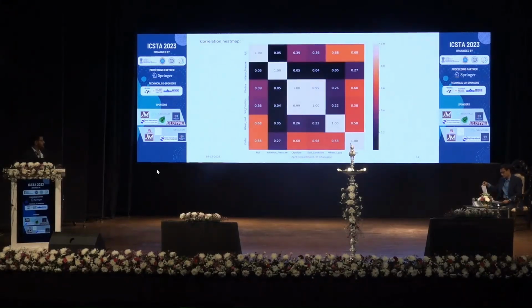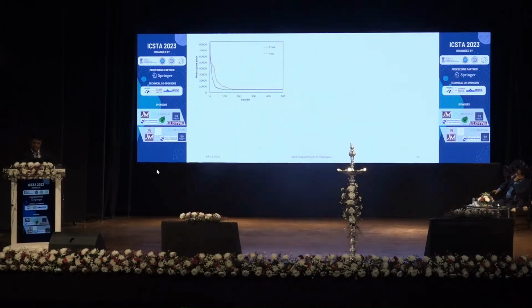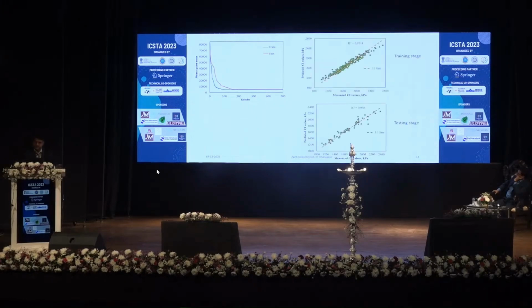This is the correlation heat map which shows the strong correlation with the pull. The pull had the highest correlation coefficient with the cone index value after passage of the tire, followed by the cone index before passage of the tire, soil condition, wheel load, and inflation pressure. These are the train and test errors while training the model, and the error was reduced initially for around 170 epochs. After that, it becomes almost constant.